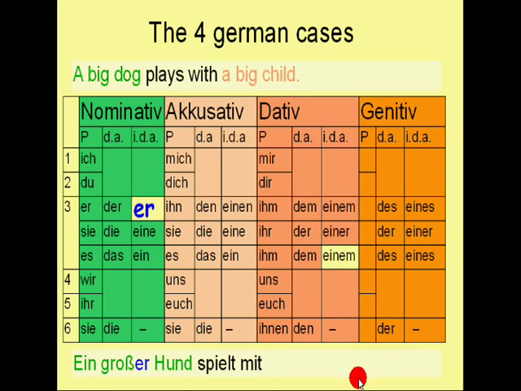So in this case, the sentence continues like this: einem Großkind. And do you remember the adjective ending for this indefinite article? It was en. So let's add it to complete the adjective. The whole sentence now reads correctly: Ein großer Hund spielt mit einem großen Kind.